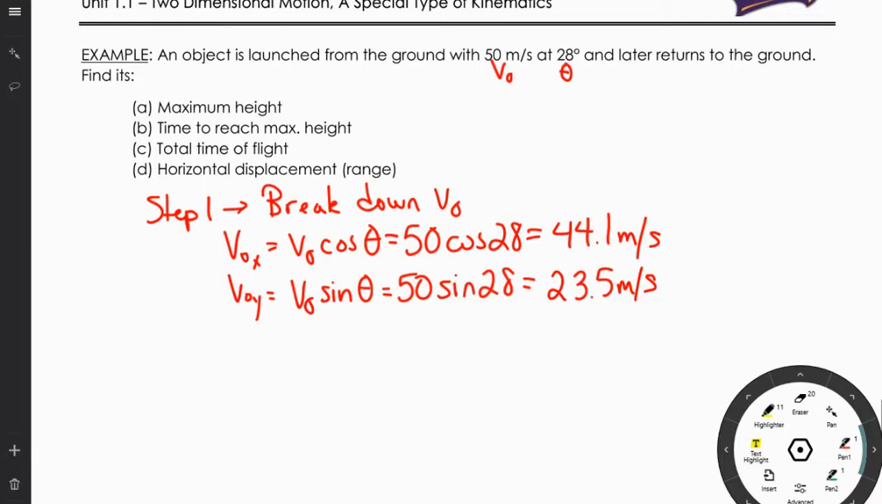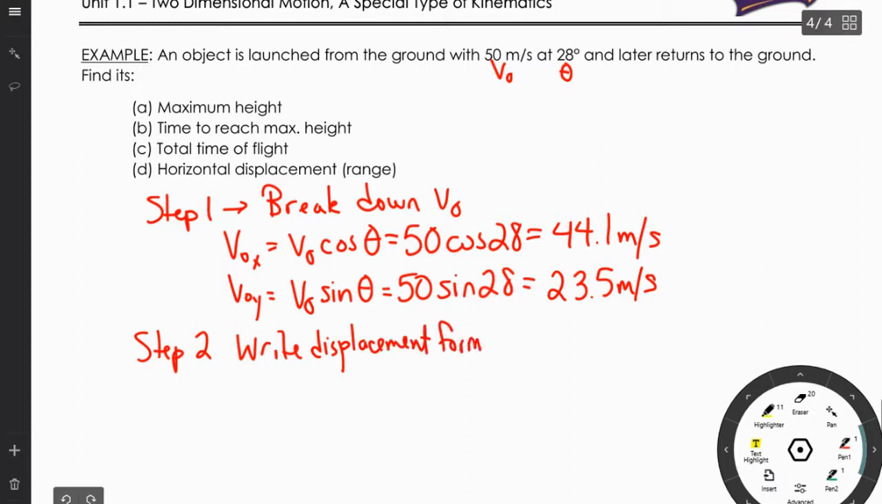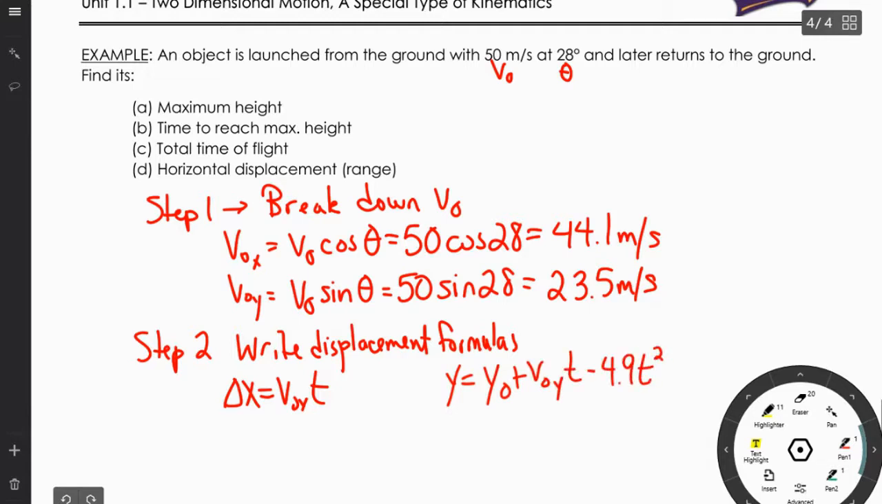Okay. Step 2, write the displacement formulas. Okay, so for the x, it's going to be delta x equals V0x t. All right, and for y, we're going to do y equals y0 plus V0y t minus 4.9 t squared. Okay?